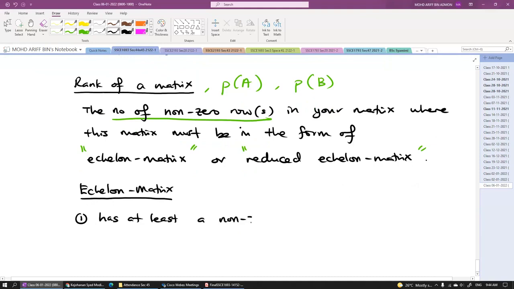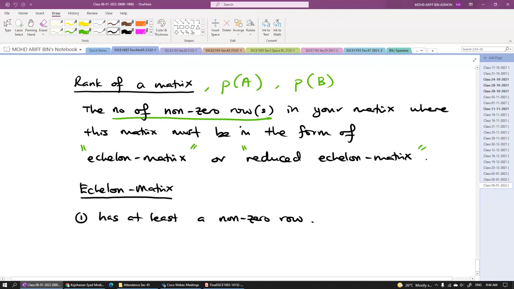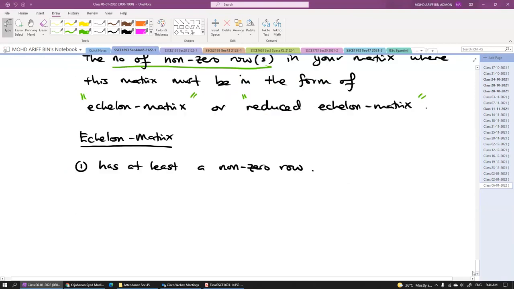a non-zero row. Okay, so that means you cannot have a zero matrix. A zero matrix is not an epsilon matrix. Okay, a null matrix is not an epsilon matrix because it needs at least a non-zero row. When we say non-zero row here, for example, 0, 0, 0, 0, 0, 0, 1, 2, 3, we have one non-zero row. So this is enough to be part of our epsilon matrix.